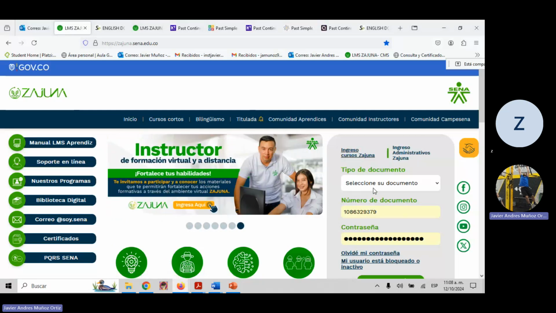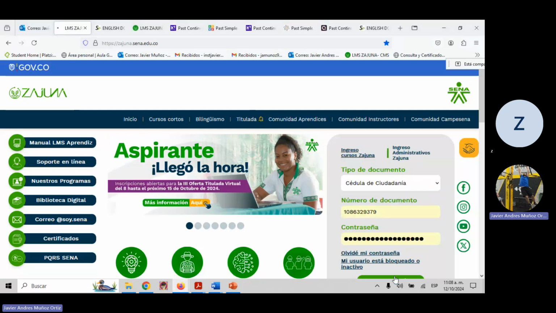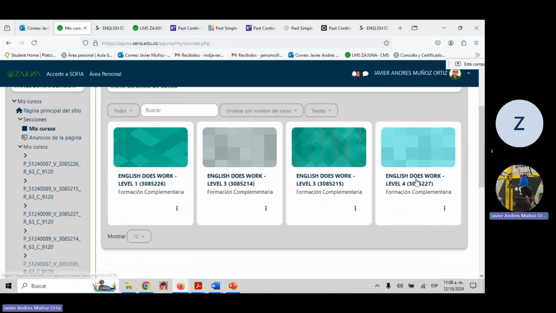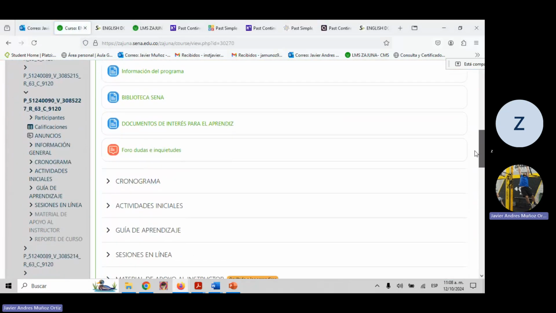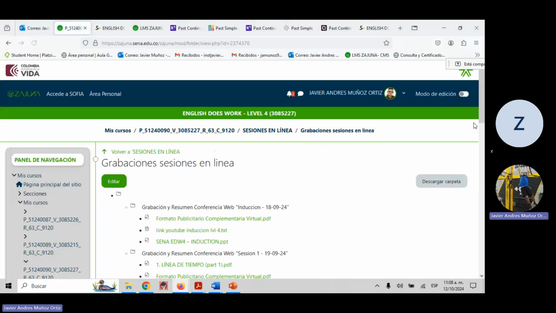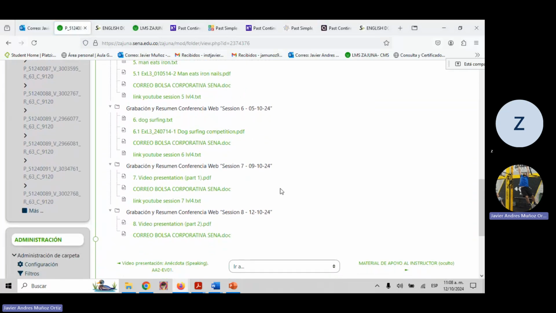To log in to Zajuna, I'm going to mention this in Spanish in a moment because I think it's important for you to listen to it in Spanish. So you go to Zajuna, you log in with your credentials, I mean your ID number and your password. And once you are in there, you go to your level, English Does Work level 4. Once you are there, you go to Sesiones en línea, Grabaciones, Sesiones en línea, and in session 5, 6, 7, and 8, you're going to find a document called Correo Bolsa Corporativa Cena.doc.